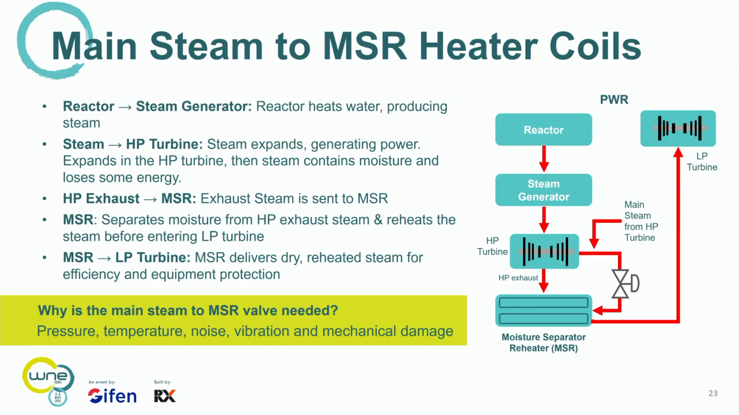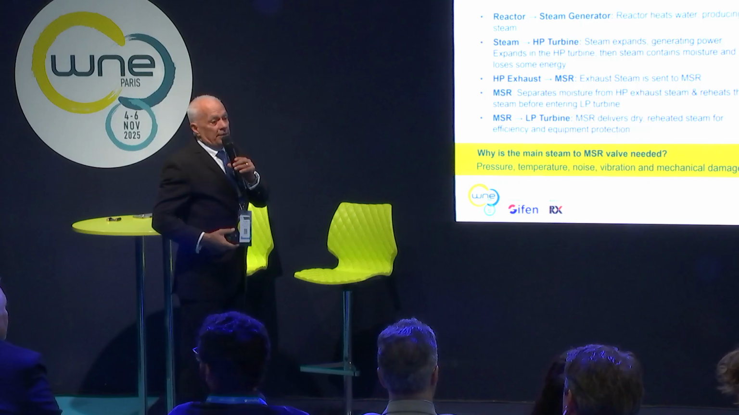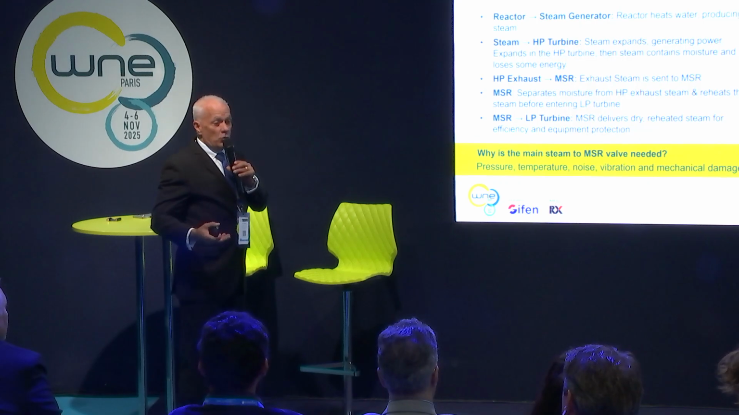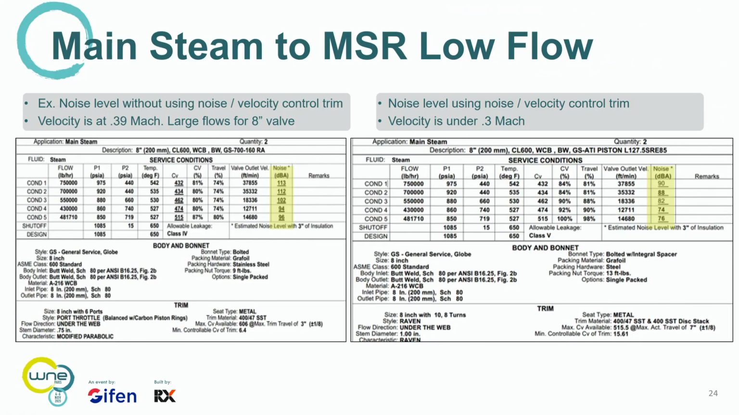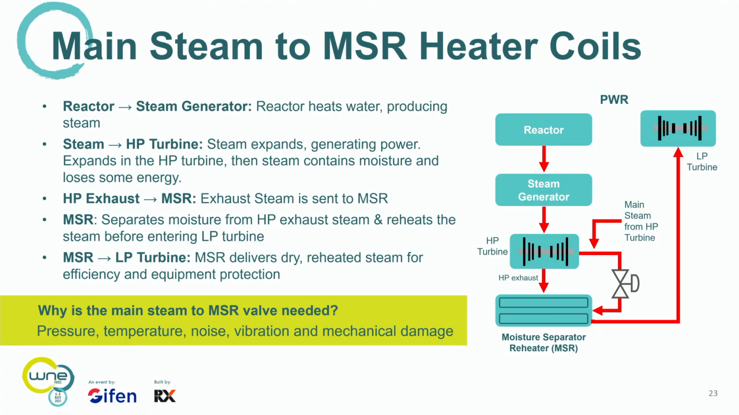How do you reheat the steam? Typically, you're reheating that steam by taking steam off the turbine header and running that down to the MSR, and that's how you reheat the steam in the MSR, okay? Now, you need a control valve in this application because you can have a lot of noise and a lot of velocity, and you need to control that steam going back to the MSR. I'm just giving two examples.